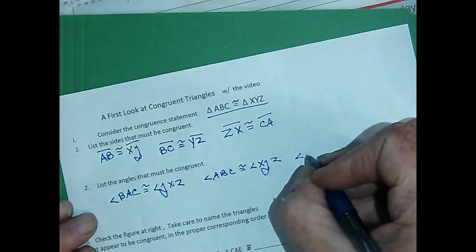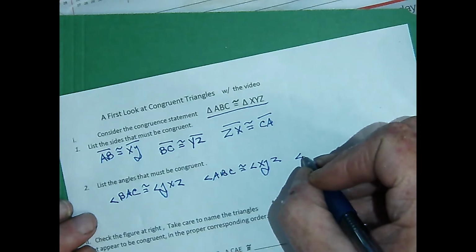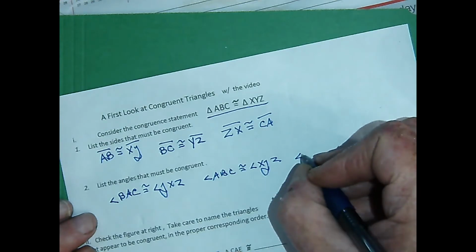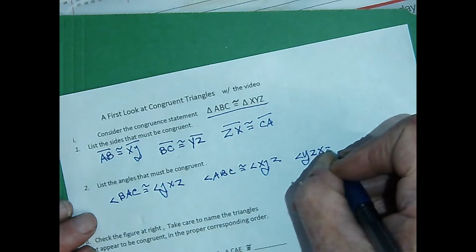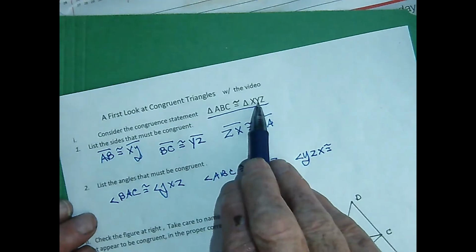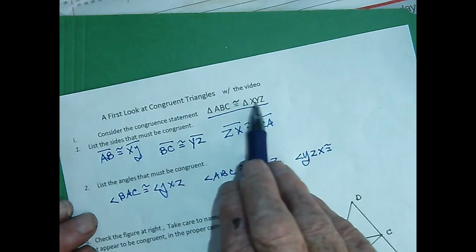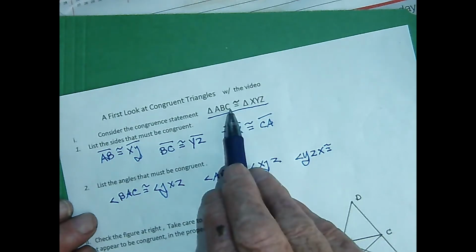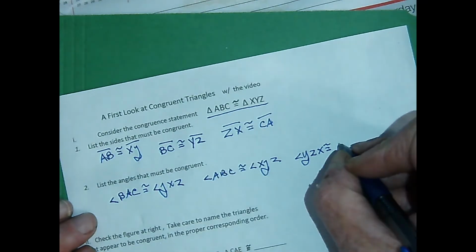How about if I said angle YZX? Who's angle YZX congruent with? And second, third, first, therefore second, third, first, that'd be BCA, huh? Angle BCA.